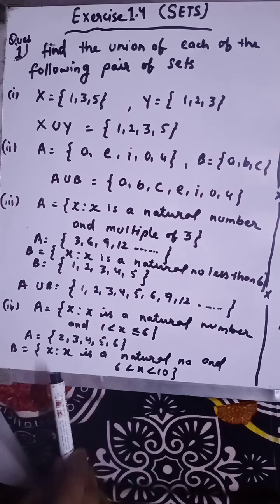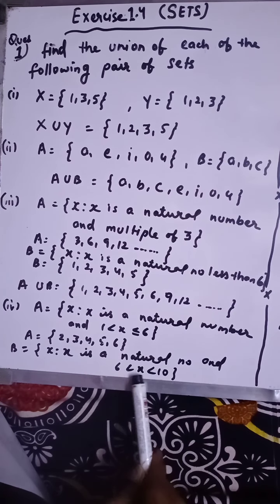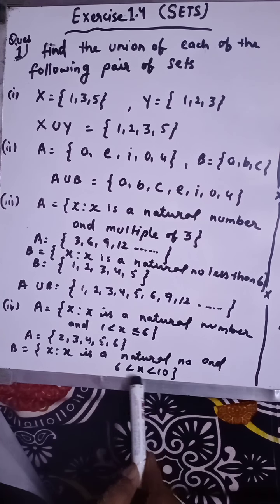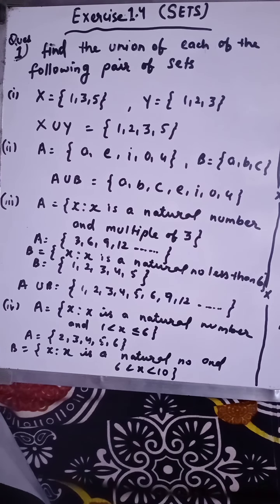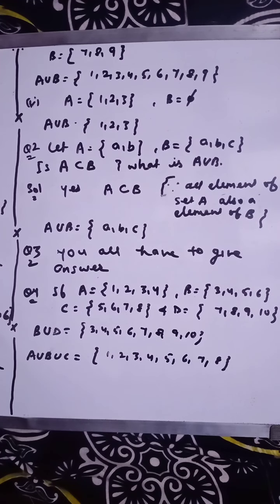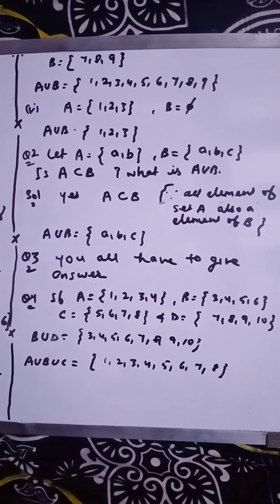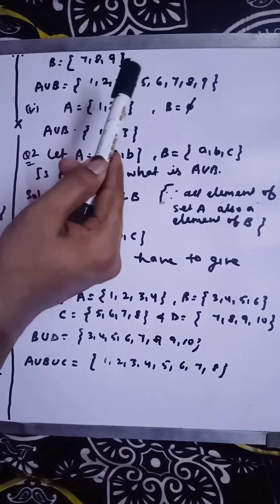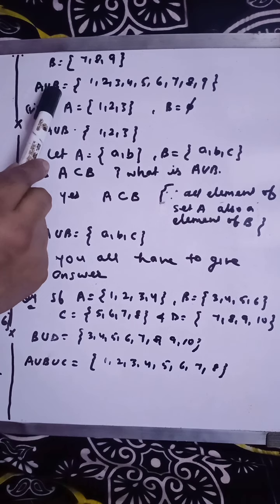And your B is: X is a natural number, and this is the definition of X. X is more than 6 but less than 10. The value of X may be 7, 8 and 9. So here the B set will be 7, 8, 9, because X is greater than 6 and less than 10. So 7, 8, 9 will be your B set. And you have to find out A union B.